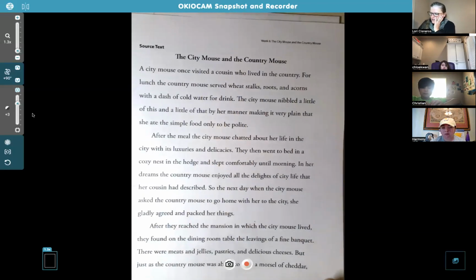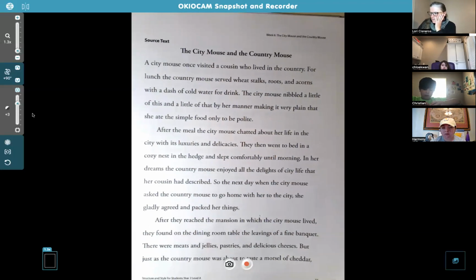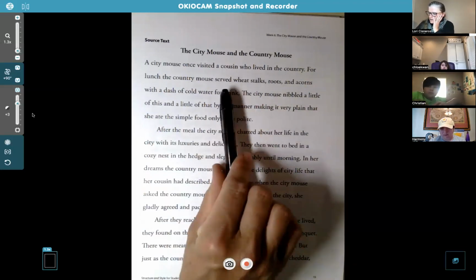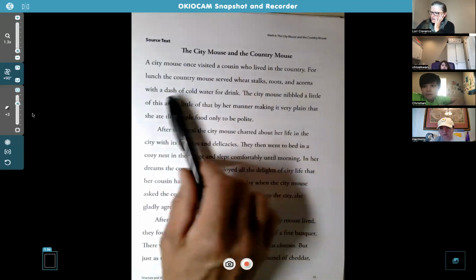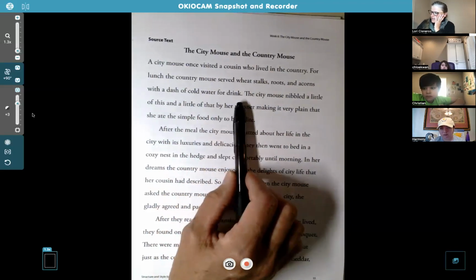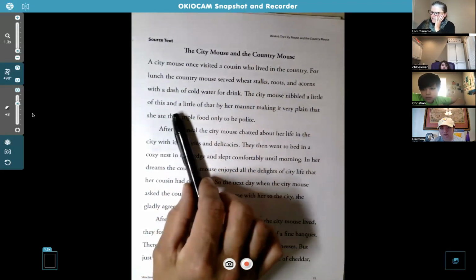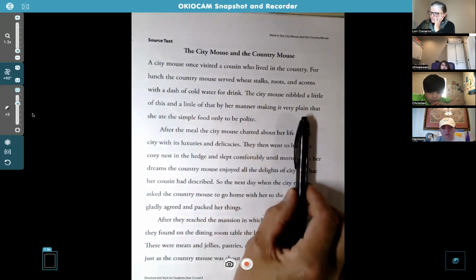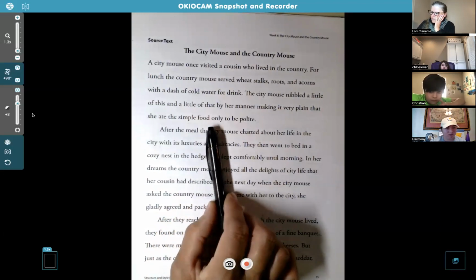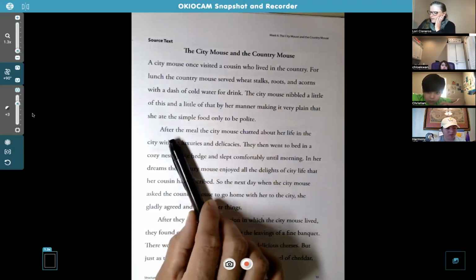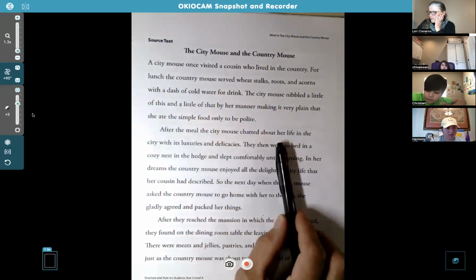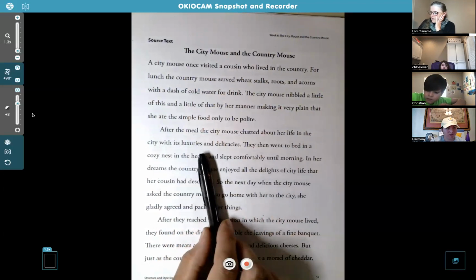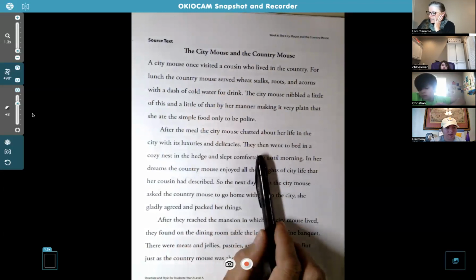So the city mouse and the country mouse. A city mouse once visited a cousin who lived in the country, and for lunch, the country mouse served wheat stalks, roots, and acorns with a dash of cold water for drink. The city mouse nibbled a little of this and a little of that, by her manner making it very plain that she ate the simple food only to be polite. After the meal, the city mouse chatted about her life in the city with its luxuries and delicacies.